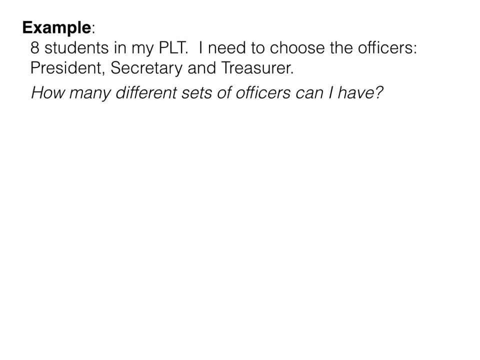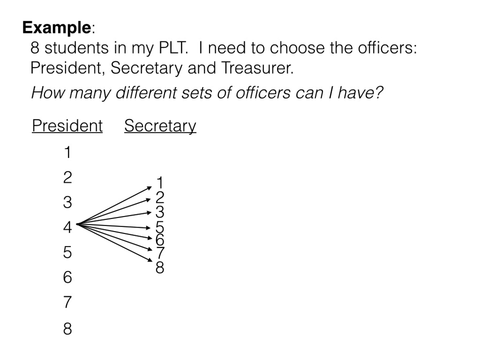So the first example, we have 8 students in my PLT. I need to choose the officers, president, secretary, and treasurer. How many different sets of officers can I have? Well, if we start off with the president, we have 8 choices for president. But if one of those students is chosen for president, he or she cannot be chosen for secretary. So if student number 4 was chosen as president, for secretary we only have 1, 2, 3, 5, 6, 7, and 8. In other words, there are 7 choices for secretary.